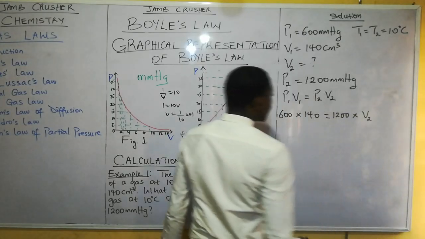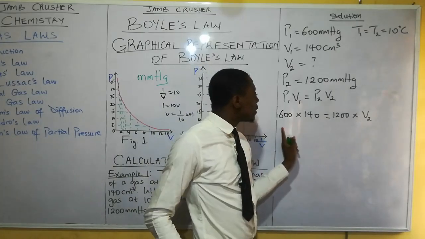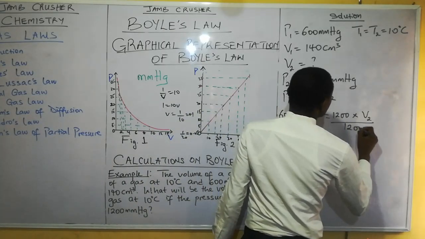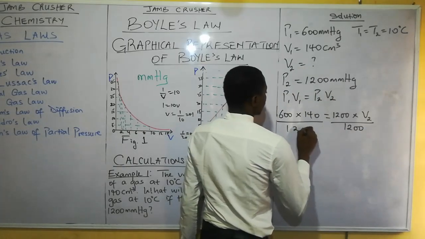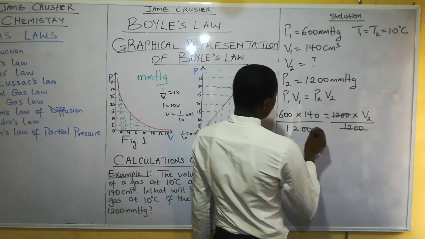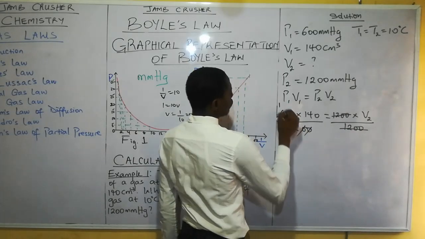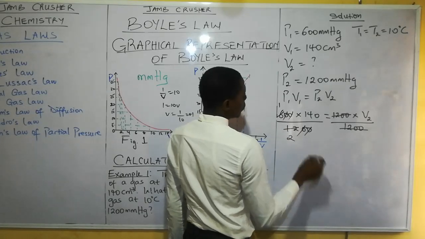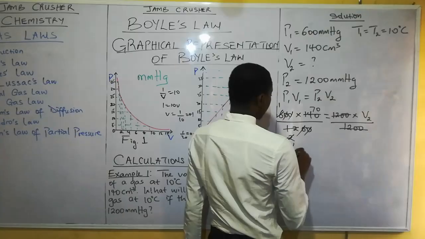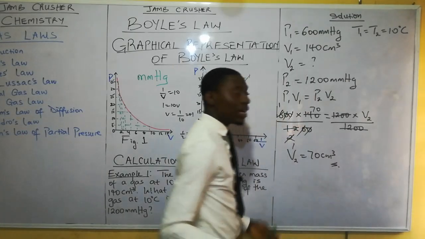Now, from here, what is this going to give me? For me to get V2, what am I supposed to do? I will divide both sides by 1200, so that this can cancel this. So I have 0 cancels 0 here, 0 cancels 0 here. 6 goes into 12 two times, and 2 goes into 140 seventy times. So that means that my V2 is 70 centimeter cube. That's the final answer. And it actually makes sense.